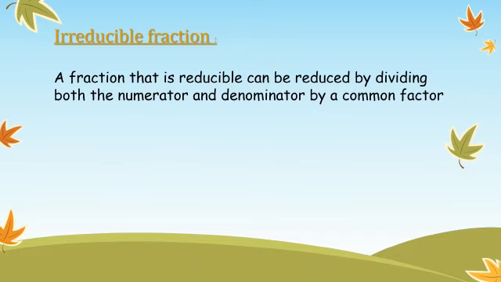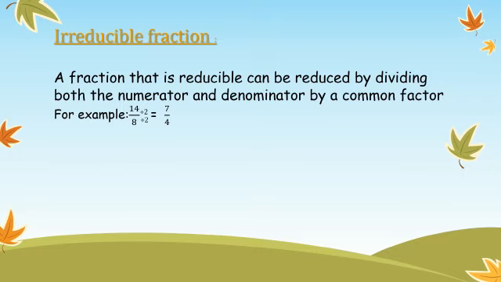A fraction that is reducible can be reduced by dividing both the numerator and denominator by a common factor. For example, we have 14 over 8. We can divide 14 by 2 and 8 by 2 and we will get 7 over 4. We must divide the numerator and the denominator with the same number. So 14 over 8 is reducible since we can divide the numerator and denominator with the same number.